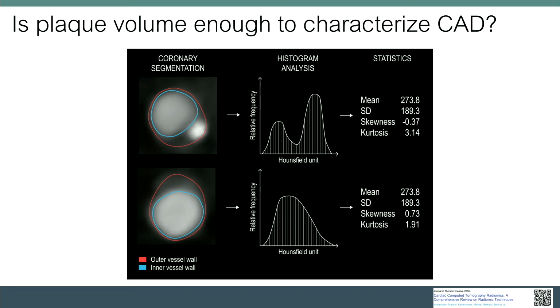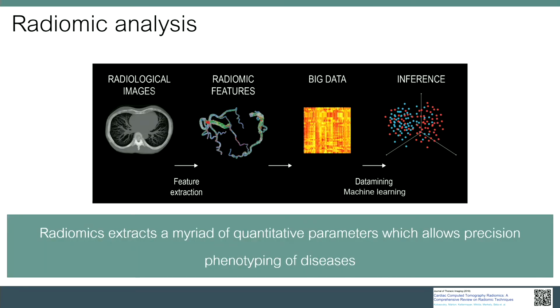As you can see here on two images of very different plaques, you can have the same average attenuation, the same plaque volume, same standard deviation. So we need somehow to better describe the morphology of coronary lesions. And this is where radiomics comes in. It's basically a methodology to extract additional features from radiological images, not just coronary CTs, not just CTs. Basically, it's agnostic to the imaging modality, to extract these morphological features that describe texture and shape.